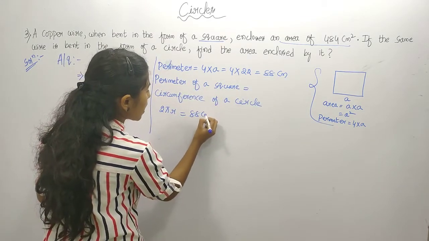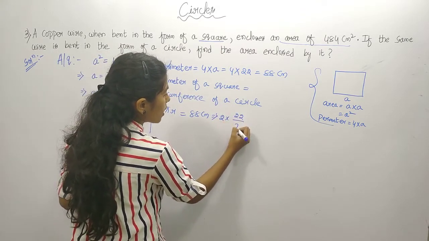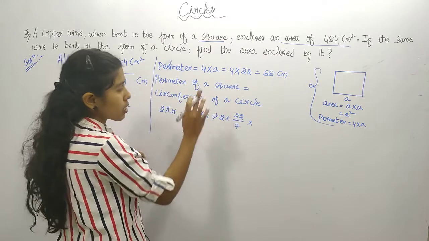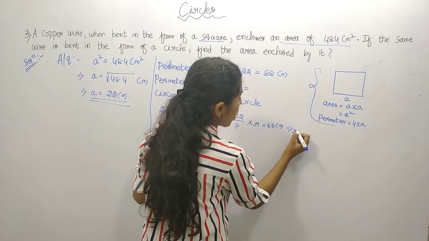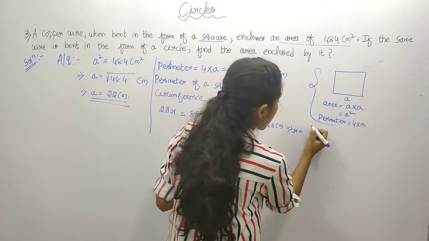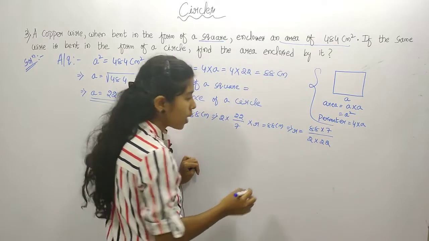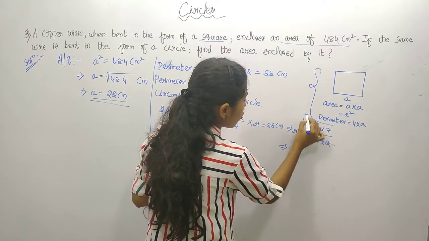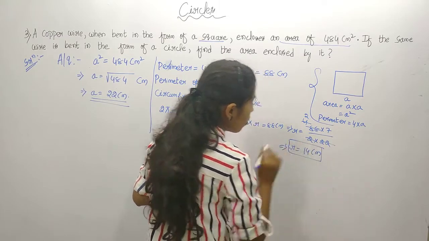So 88 cm. Okay, so that implies 2 into pi, where pi is 22 divided by 7. We are using this, we have to find the radius first. So r equals 88 into 7 divided by 2 into 22. Okay, so now that implies r equals 22 into 4 is 88, 2 into 2 is 4, 2 into 7 is 14 cm. So the radius came 14 cm.